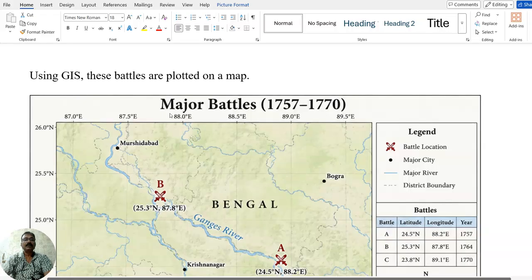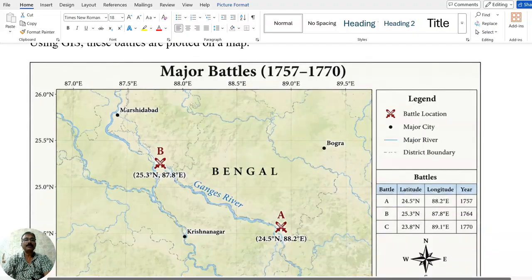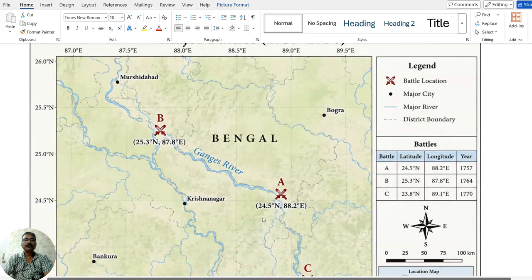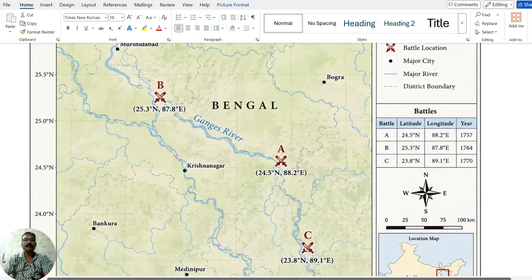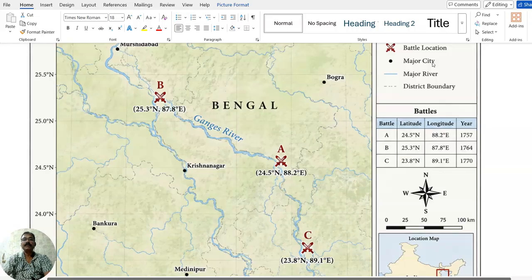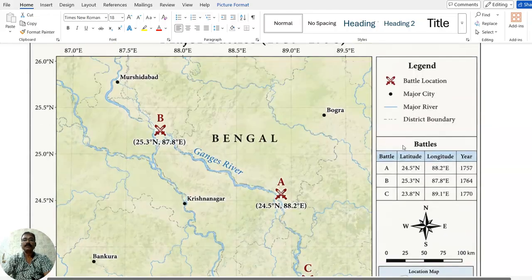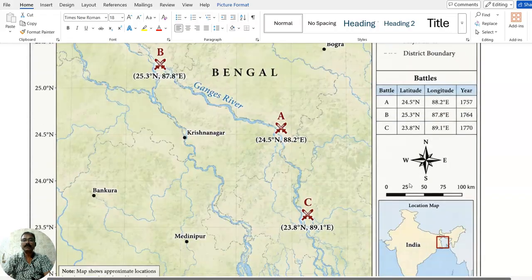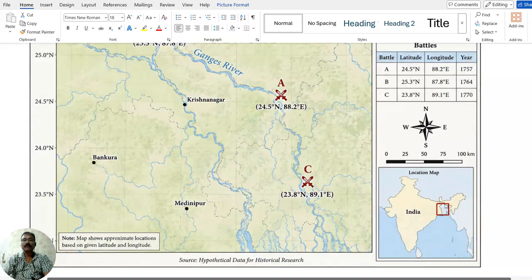Suppose you have this map. The major battles took place between 1757 and 1770. Latitude and longitude are given, and you get this map. Murshidabad, Bengal. So this is the place of battle A, battle B, battle C. The other information: these are the battle locations, A, B, C. These are major cities, Krishnanagar, Bankura, Medinipur. The major rivers are given, the district boundaries are given, and the latitude and longitude are given. This is the map, and this is the place where these battles took place.